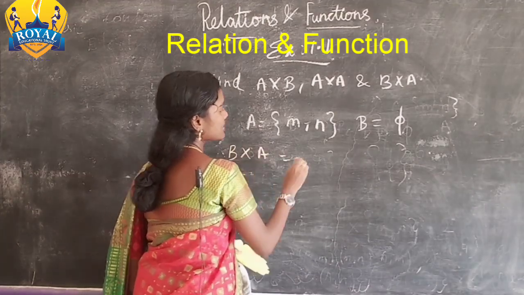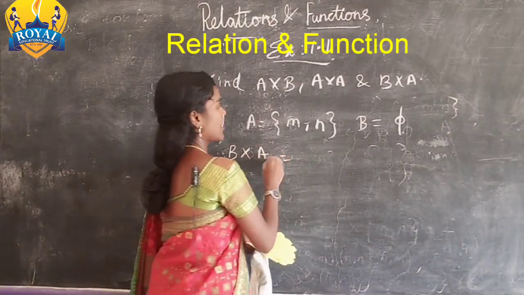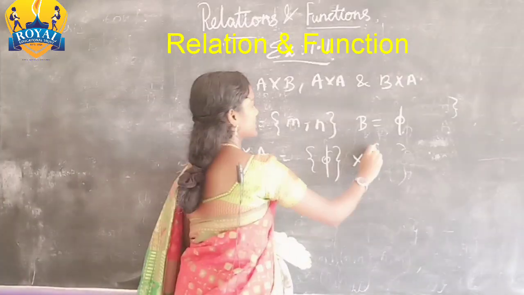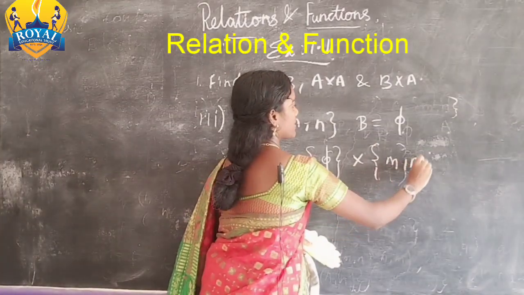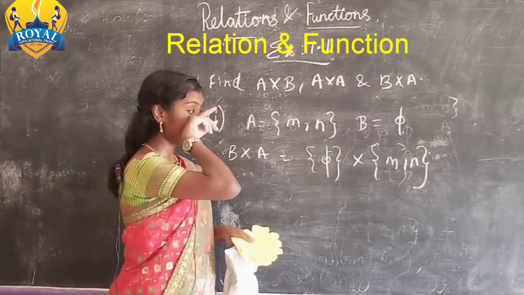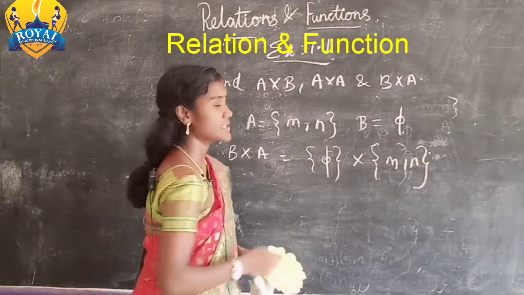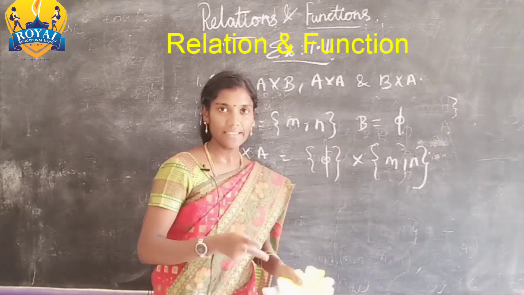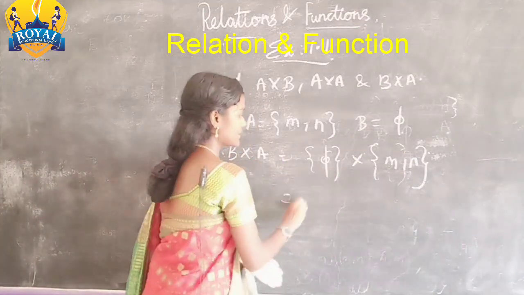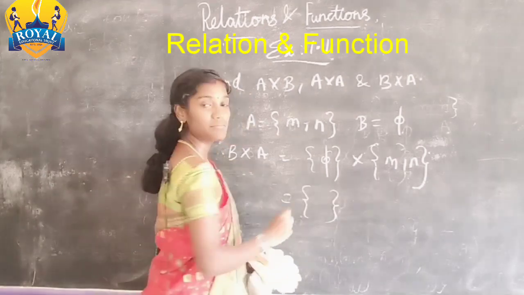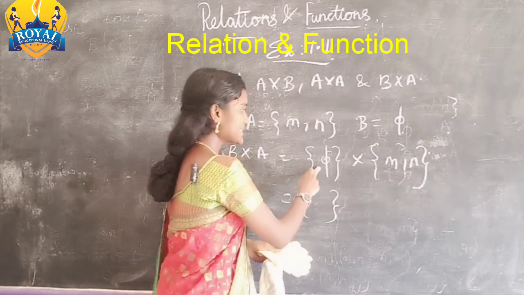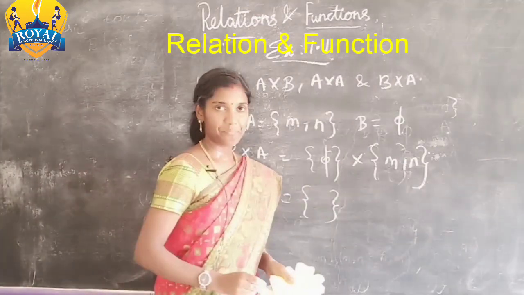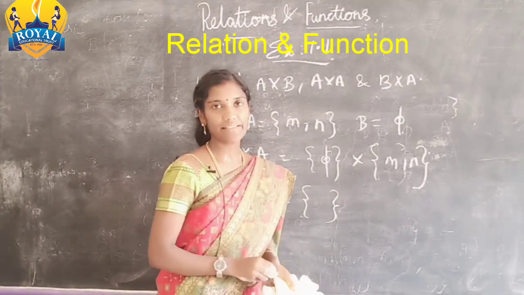B cross A is similar: B is the empty set and A is a non-empty set. The same condition is used here. When an empty set and a non-empty set are crossed, the answer becomes the empty set. An empty set and a non-empty set do not make a pair. The answer is the empty set. That's it.